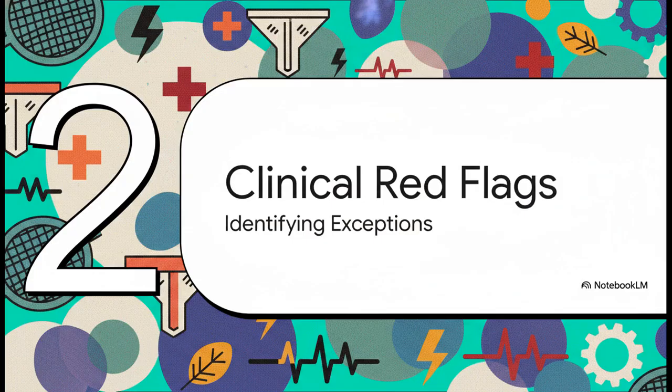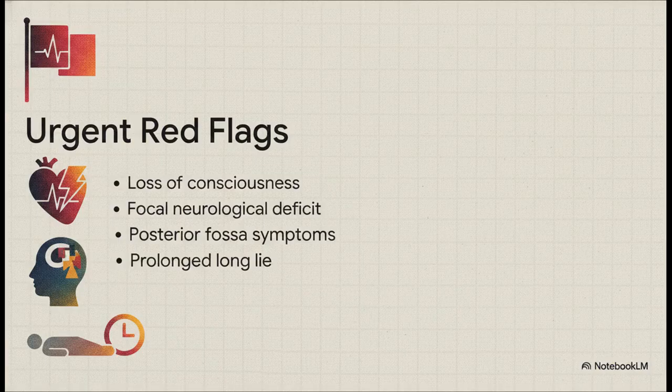Moving right along to Section 2, Identifying Clinical Red Flags. Now, any of these urgent red flags demand your immediate action. If there's a loss of consciousness, even if it's transient, you have to suspect an arrhythmia or syncope. That makes an ECG and ambulatory monitoring absolutely mandatory. A new focal deficit? That implies a stroke. Posterior fossa symptoms, like a sudden occipital headache with diplopia or ataxia, require urgent MRI imaging.